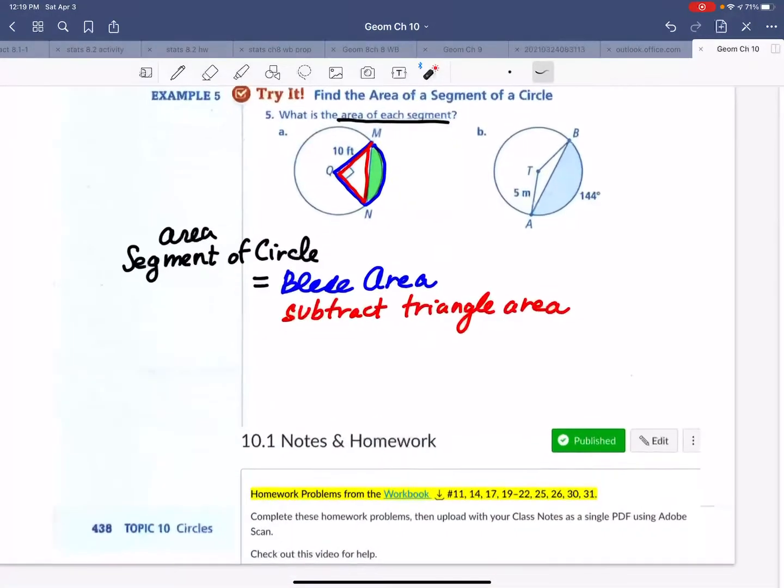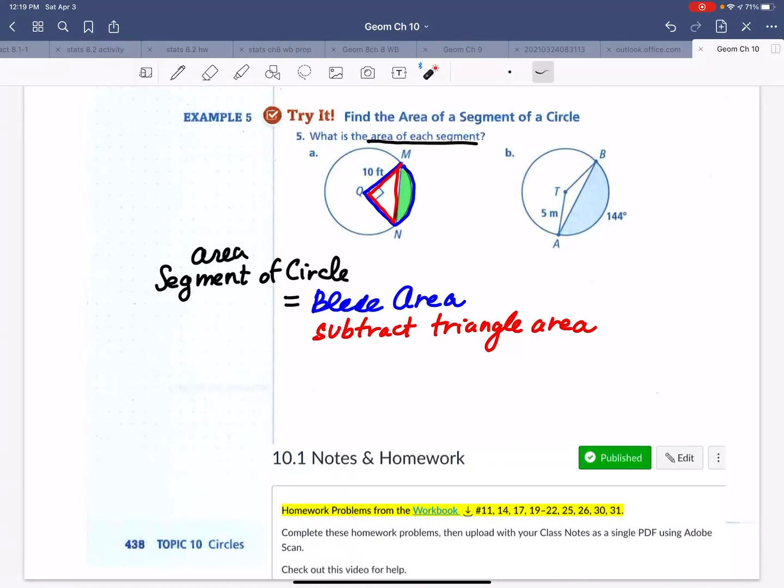So our assignment starts here. I think most classes I said I'd finish example 5 and then work through these homework problems that are on Canvas. So let's do it. It says, example 5, what's the area of the segment? So we said the area of the segment from our notes would be this blue area, subtracting that triangle.